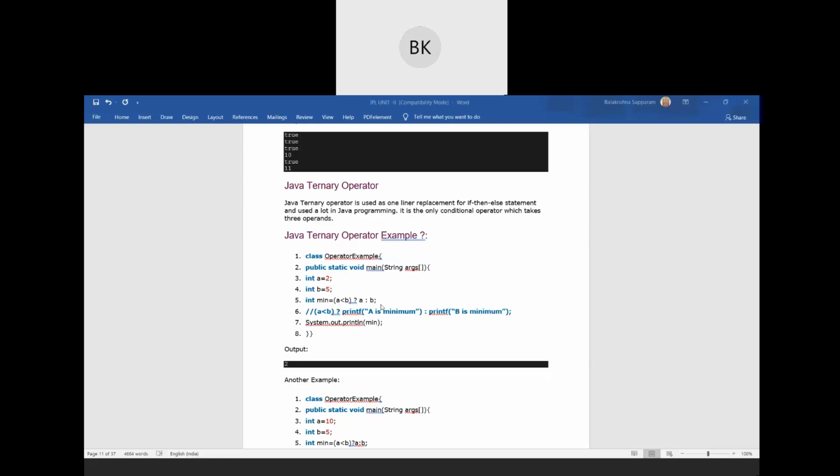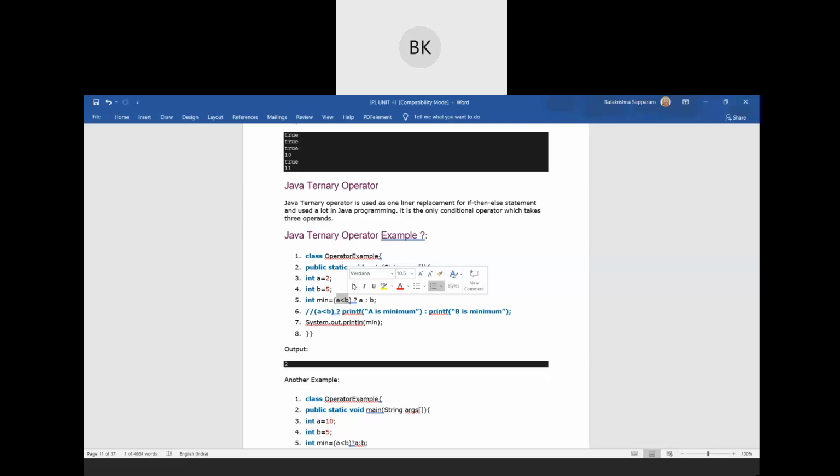What is the functionality of the ternary operator? Here this is the ternary operator. The combination of question mark and colon is called the ternary operator. A is equal to 2, B is equal to 5. A is less than B. What is the operation here? Relational operator. A relational operator returns either true or false. What is the A value? 2. 2 is less than 5, that is true.